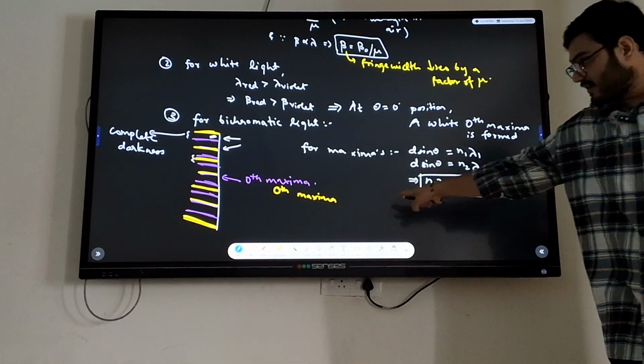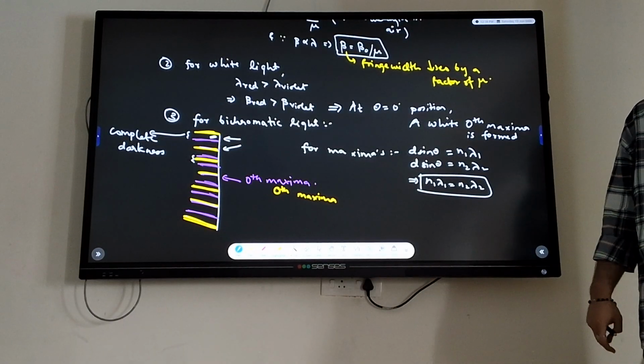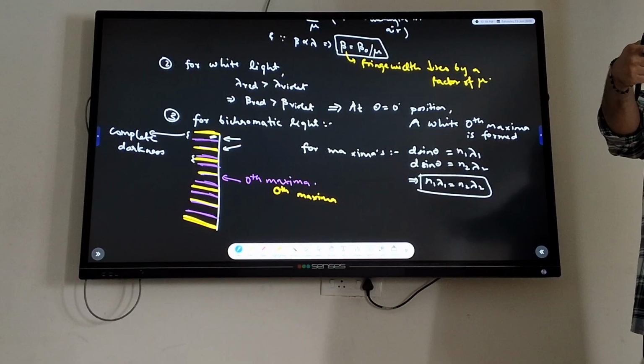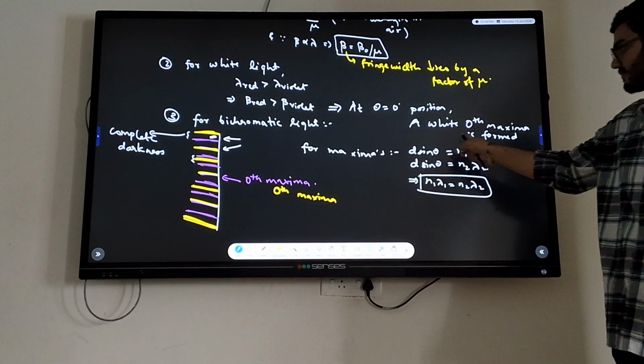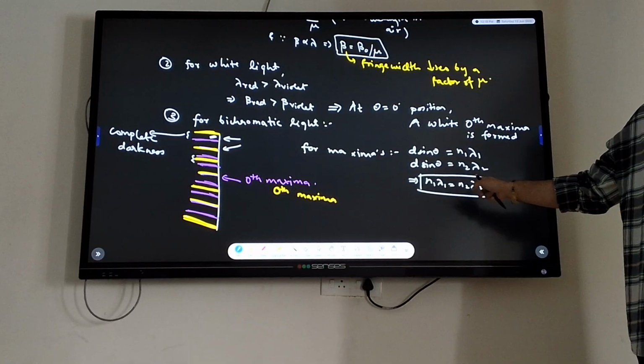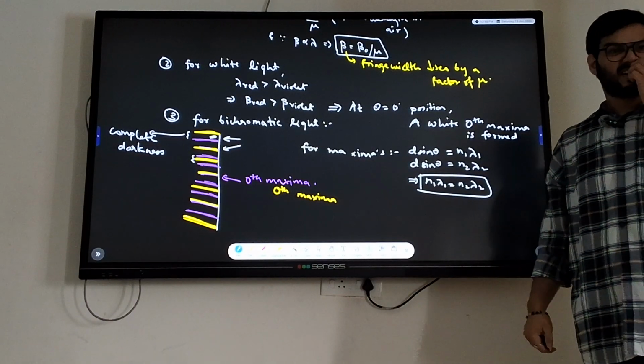Can you make a similar condition for minimas? Then you can also make a condition where a maxima and a minima are coinciding. Yes or no? Then d sine theta of one maxima should be equal to d sine theta of another minima. And then you can make so many conditions. Are you understanding whatever I am saying?